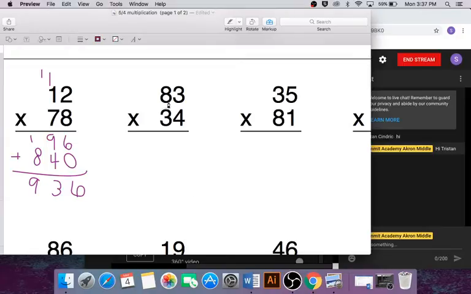Our next one, we have 83 times 34. So we start with the 4. We do 4 times 3, which is 12. So we put down the 2. We're going to carry the 1. Now we're going to do 4 times 8. And 4 times 8 is 32. Plus 1 is 33.